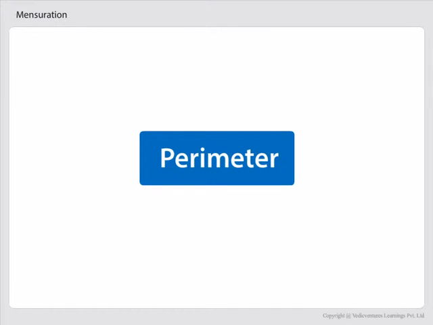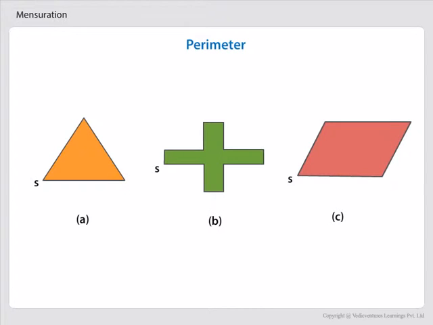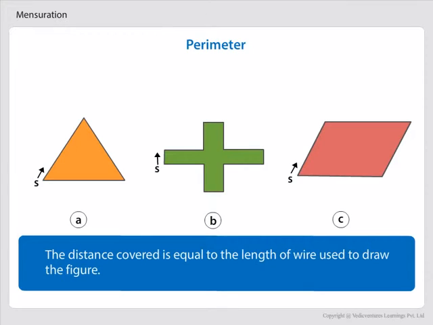Let us see what is perimeter. Consider the given figures. These figures are drawn using wires. In each case, if you start from the point S and move along the line segments, then you will again reach the same point S. You have made a complete round of each shape. The distance covered is equal to the length of wire used to draw the figure. This distance is known as its perimeter.